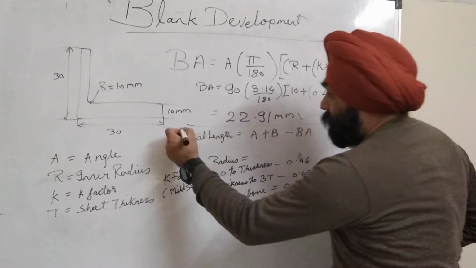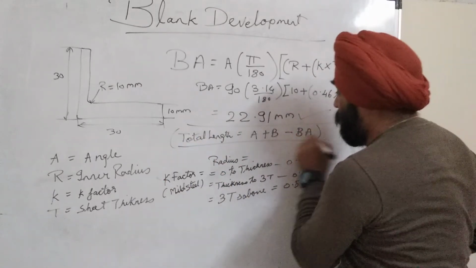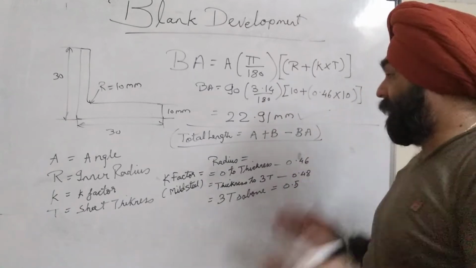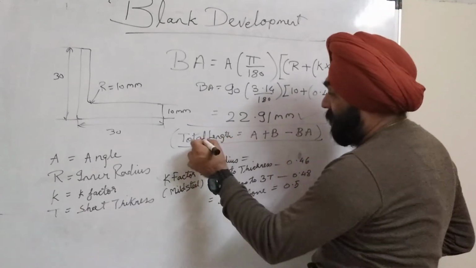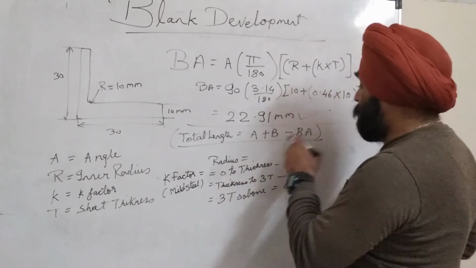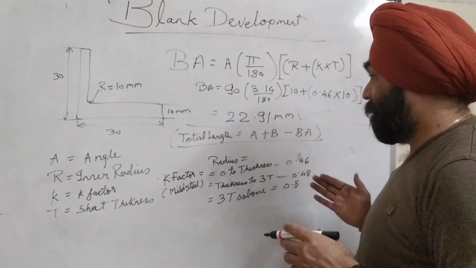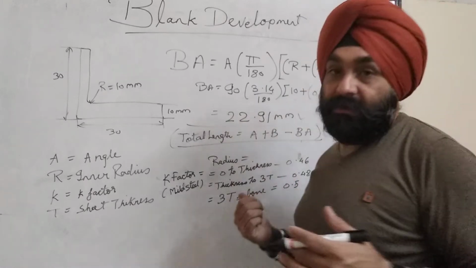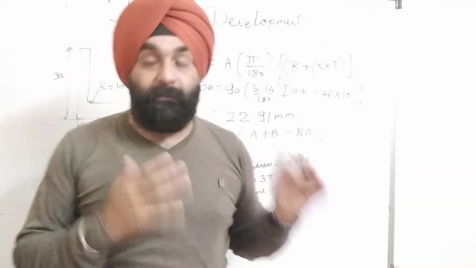Now with this you can find the total length of the sheet required for your design. That is the blank length, that is the blanking die. So you will have A plus B minus bending allowance. So guys, with this formula you can calculate the blanking length.